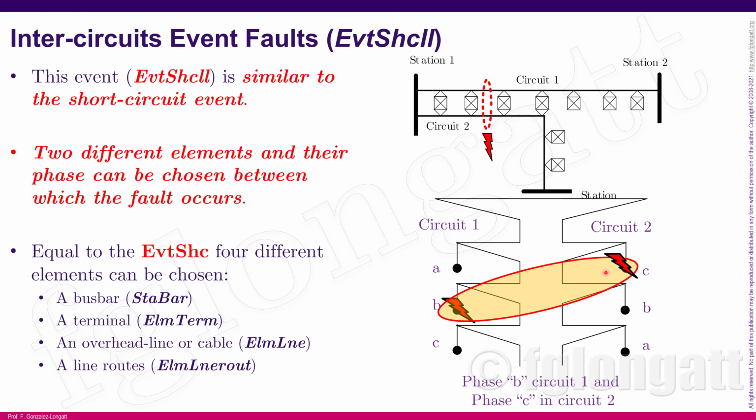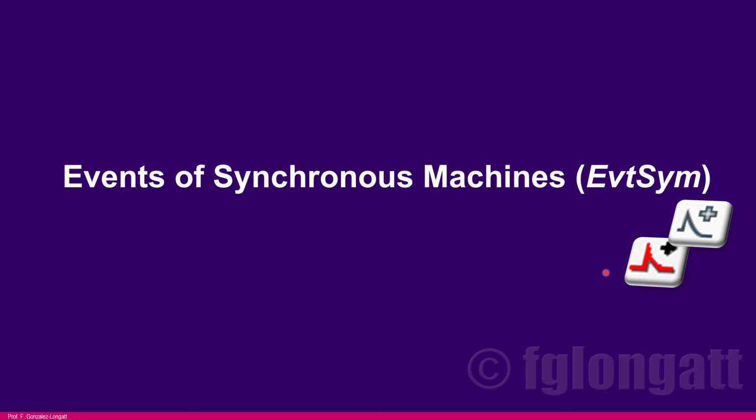That is something that has happened, and you can apply this kind of inter-circuit fault event in different elements. For instance, bus bar, terminals, overhead transmission lines or cables, etc., okay?